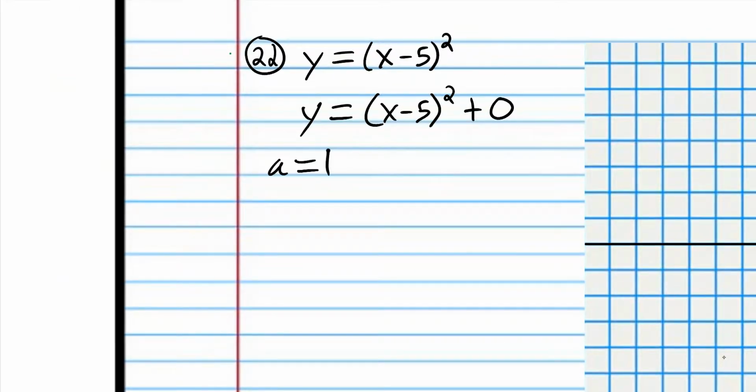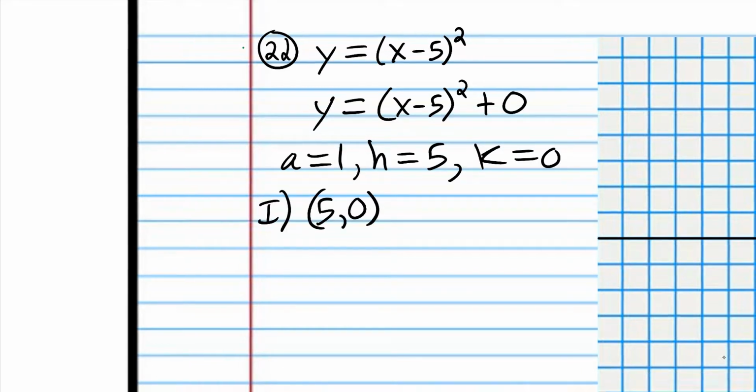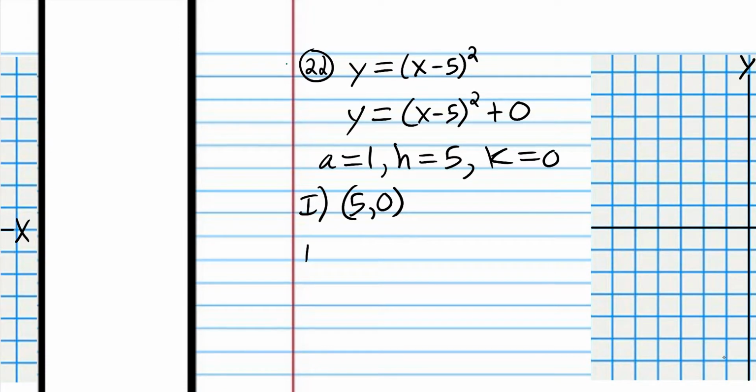So A is equal to 1. H is equal to 5. Remember, you have to change the sign. And K is equal to 0. So step 1 is to find the vertex, which we already know is (5, 0). And step 2 is to just find another point we can use. So I'm going to try x equals 3. You may have used a different x value. That's fine.